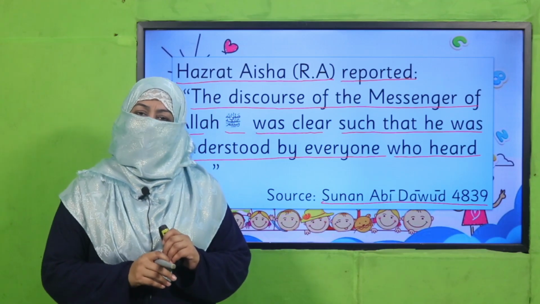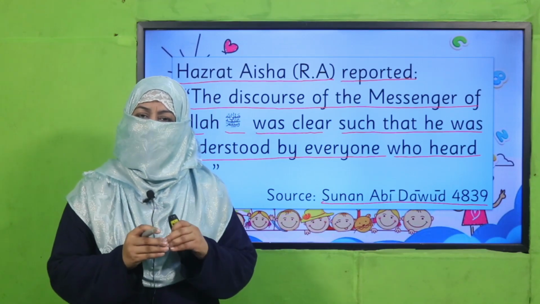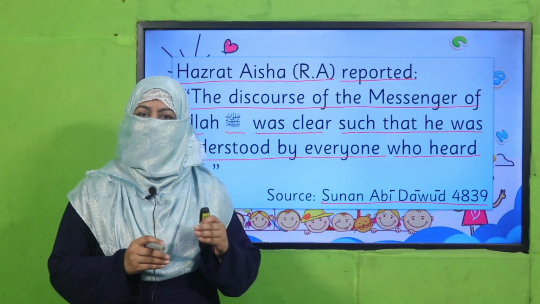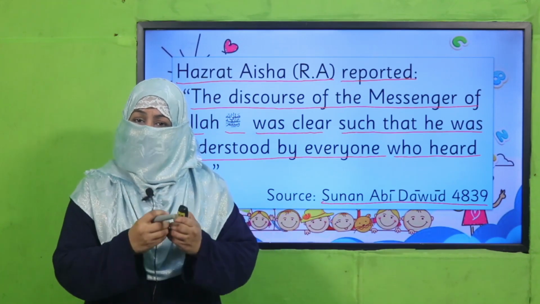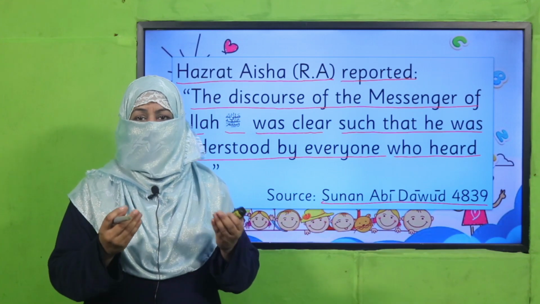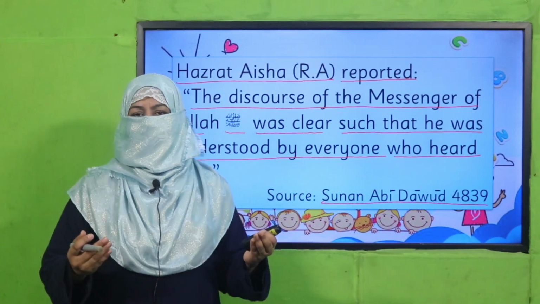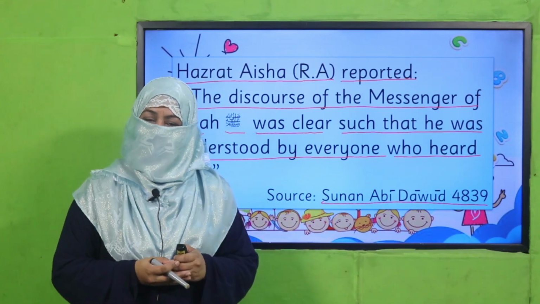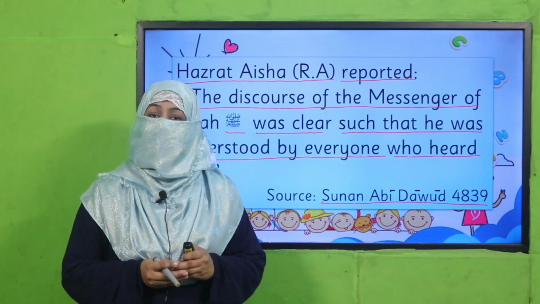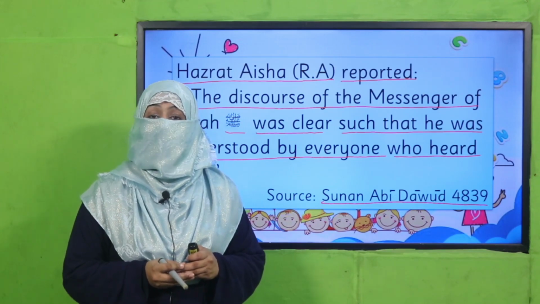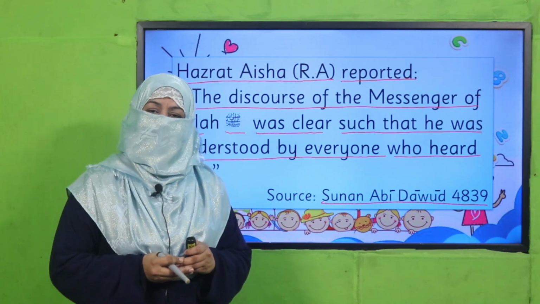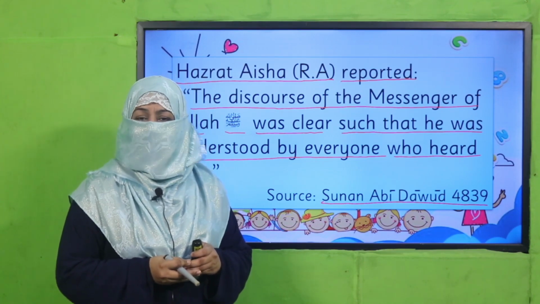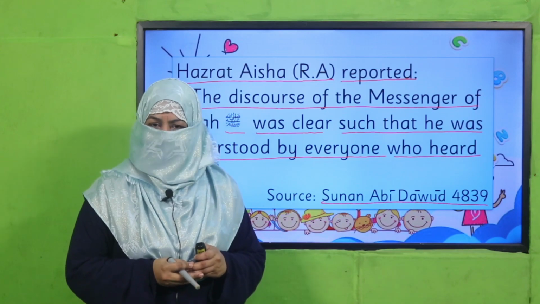So how do we speak clearly? When we pronounce each letter correctly and clearly, it means every word we are saying is correct. So it makes our discourse, meaning our speech, clear. Whenever we speak clearly and keep in mind that this is a beautiful sunnah of our beloved Prophet, Allah will be happy with us. That's why we should speak clearly.